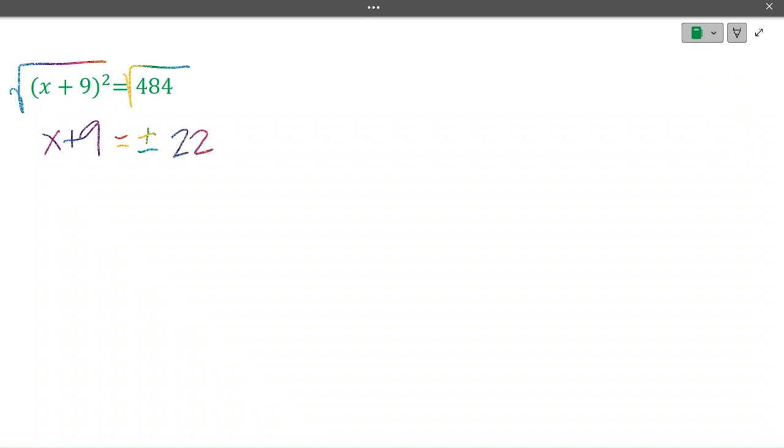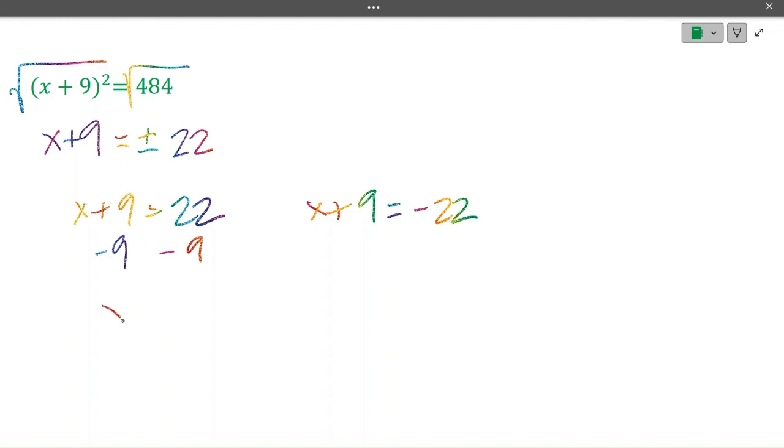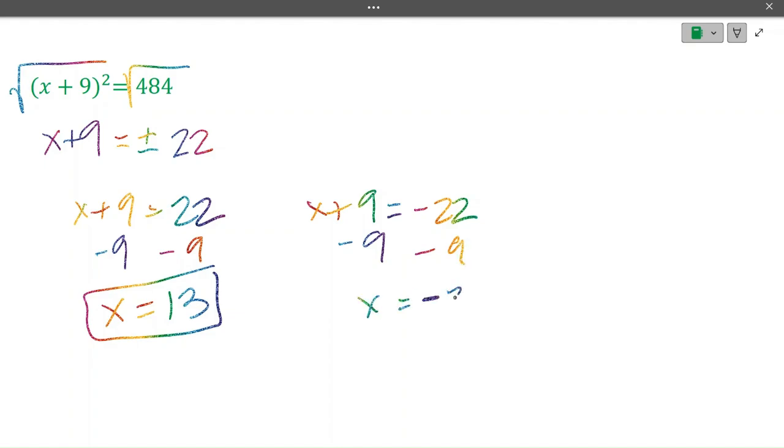At this point, you can break this out into two equations, or you can use a single equation. It's up to you. I'm going to write this as two separate equations. One equal to positive 22 and the second equation equal to negative 22. And I'm just going to go ahead and solve by subtracting 9. When I do that, I get x equals 13. And when I subtract 9 from this one, I get x equals negative 31. When I plug both of these values back in for x, add 9 to them, and then square them, I end up with 484.